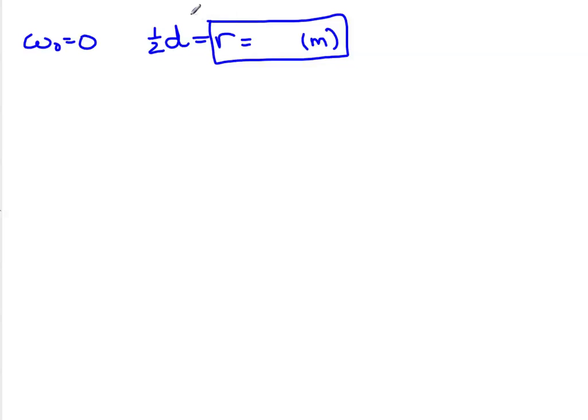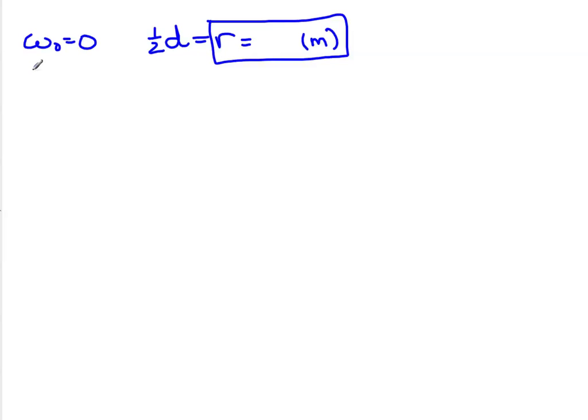This problem talks about a computer disk, and it's starting from rest, so that means that omega naught equals 0. And it talks about how it has a certain diameter. Well, from the diameter, I'm going to take half of that diameter and call it the radius. I'm also going to put the radius in the right units, which is meters. All right, so I'm going to have my radius in meters written down.